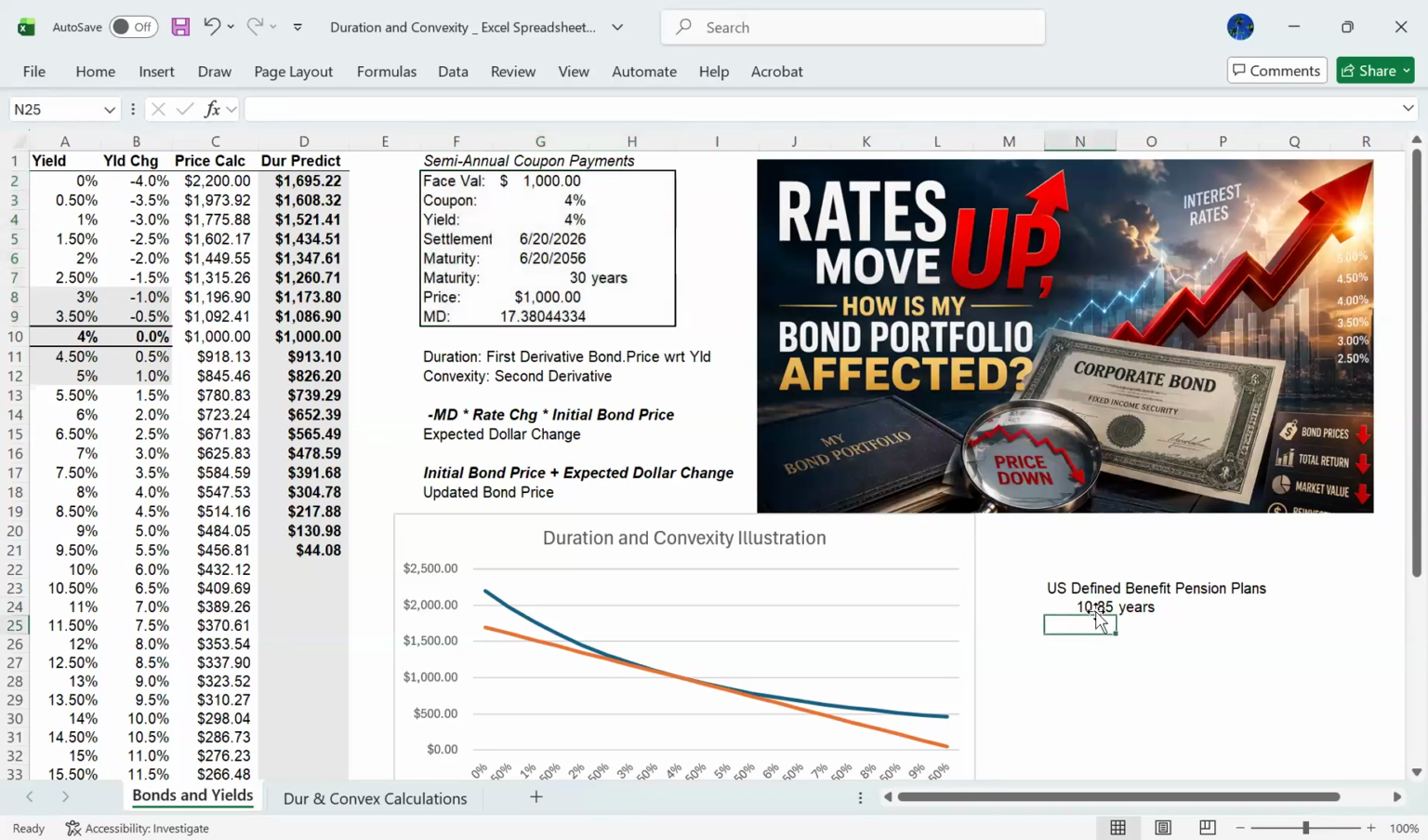We just need 10.85, and we can just do minus 10.85 times the minus 1% change in the rate times the initial value of their portfolio, and there we go. So it's a much faster, powerful measure, but it is an approximation.